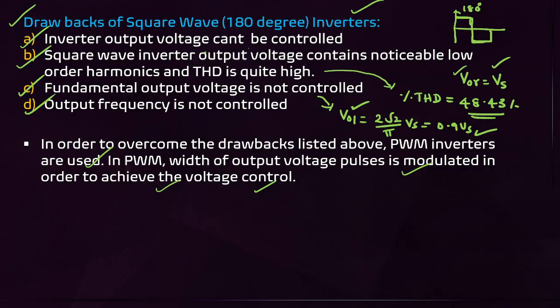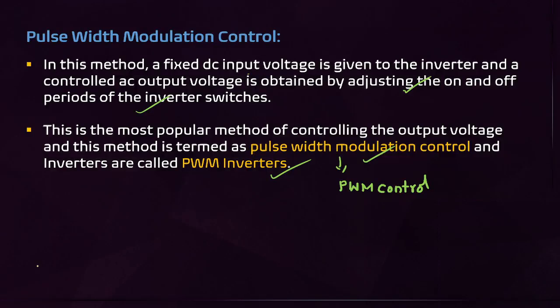Then what are the drawbacks of the square wave inverter? In order to overcome these drawbacks of the square wave inverter, we go for the PWM techniques. In a square wave inverter, we cannot control the RMS value of the fundamental voltage, we cannot control the frequency. All these are the drawbacks. In order to overcome these drawbacks, we go for the PWM technique. This square wave inverter is also called a 180-degree inverter.